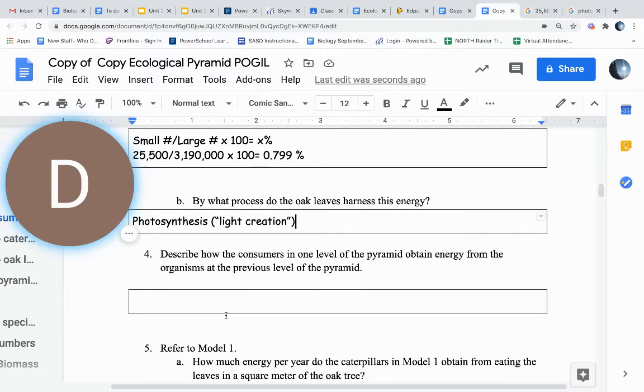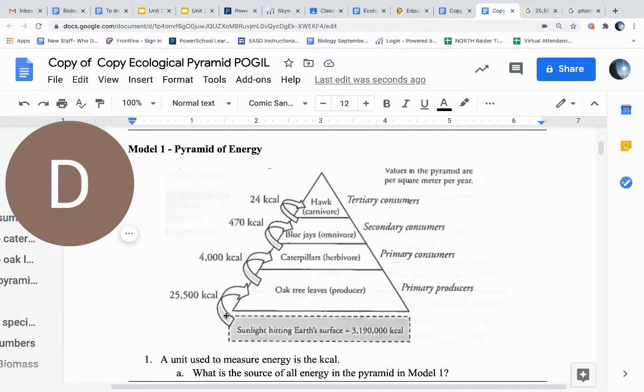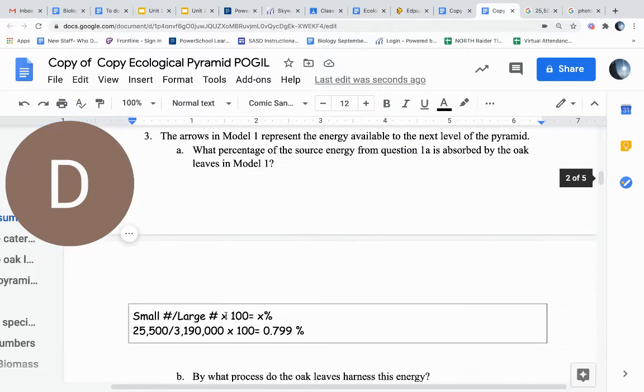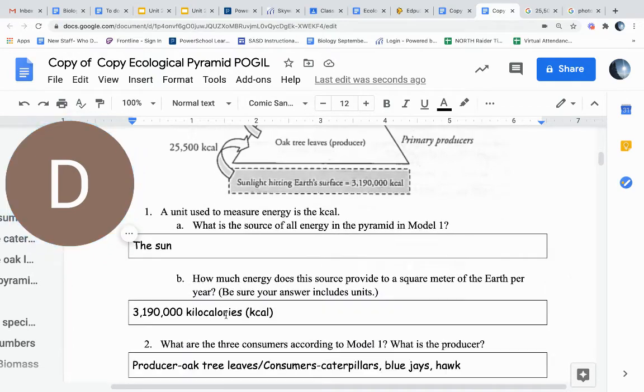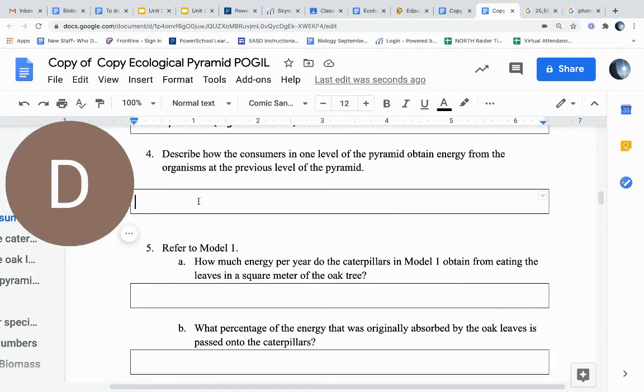Number 4, describe how the consumers in one level of the pyramid obtain energy from the organisms at the previous level of the pyramid. So let's think about this for a second. How would the caterpillar get energy from the oak leaves? What would it do? Would it just stare at the leaves and be like, give me your energy, oh wise leaves? No, it would not. It would have to go and munch on those leaves, chew the leaves and eat them. So by eating them is how it would get the leaves' energy. And the blue jay would have to swoop down and grab the caterpillar and swallow it whole and eat it in order to get the energy from the caterpillar. So it's by consumption, by eating.